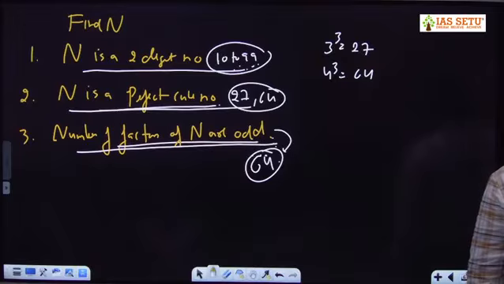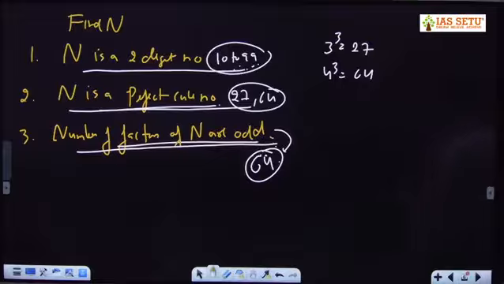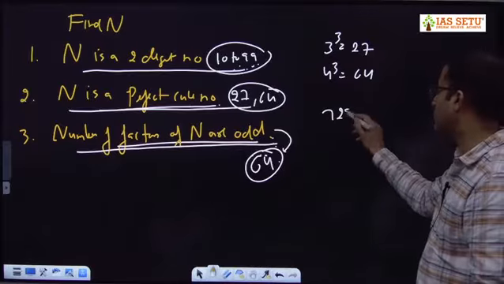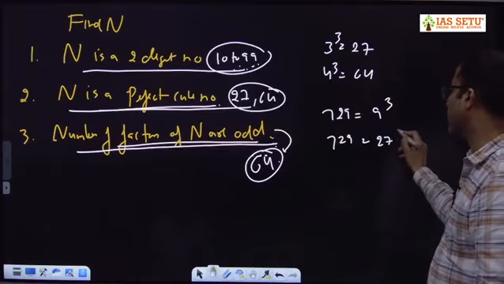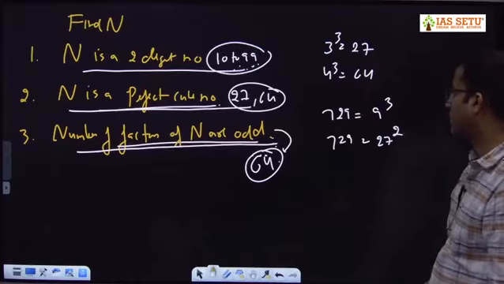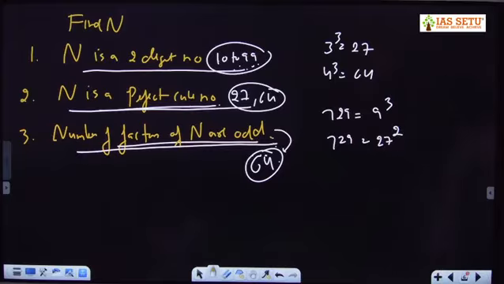If examiner asks, tell me a 3-digit number which is a perfect square as well as a perfect cube, the answer will be 729. I can add one more, 4096, लिख लो. अच्छा, 729 के लिए बता दूं, 729 is 9 cube and 27 square. 729 जो है वो 9 का तो क्यूब है, 27 का स्क्वायर है. राइट, नेक्स्ट.